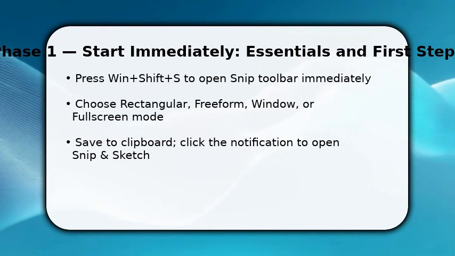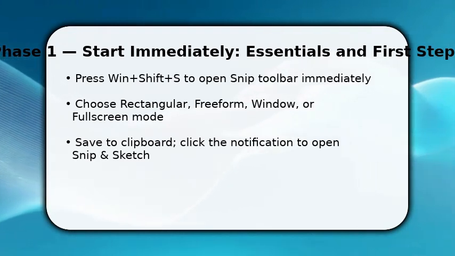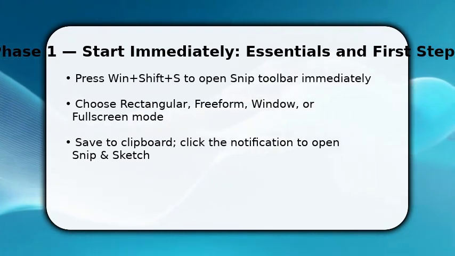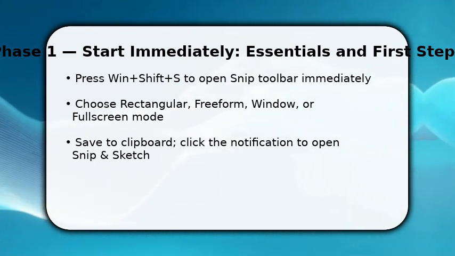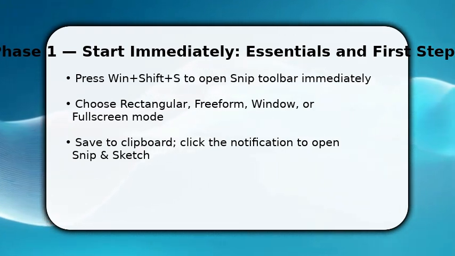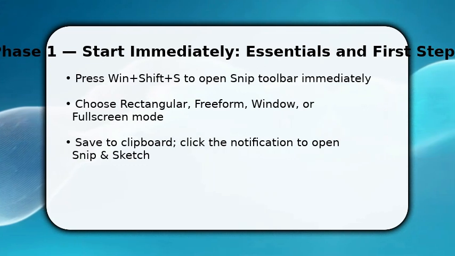You start by launching the Capture tool right away. Press Windows key plus Shift plus S. Once the toolbar appears, pick the shape that fits your goal: rectangular for standard shots, freeform for irregular shapes, or full screen to grab everything. Make sure your target window is visible and not covered. After you snip, the image goes to the clipboard automatically.